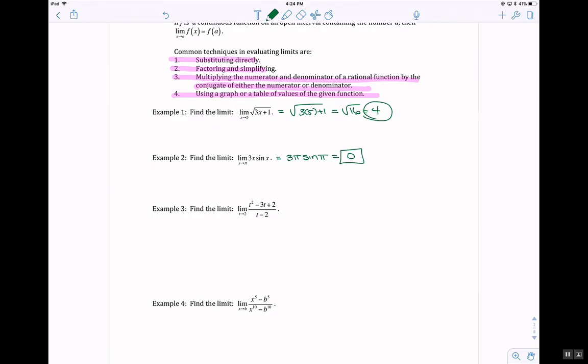Example 3, I can't just plug in 2 because 2 gives me 0 in the denominator, but I can go ahead and factor my numerator. So this is the limit as t approaches 2 of t minus 2, t minus 1, over t minus 2. And your t minus 2's cancel out. So now I can plug in 2. So 2 minus 1, which is 1.